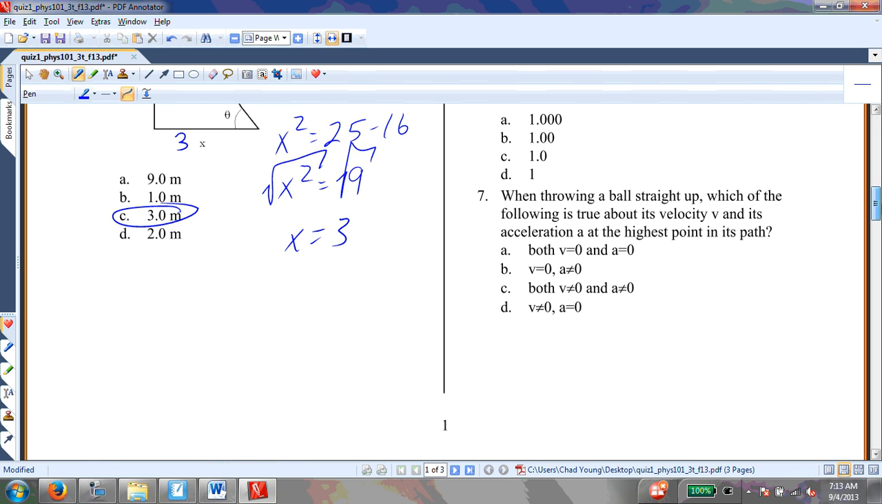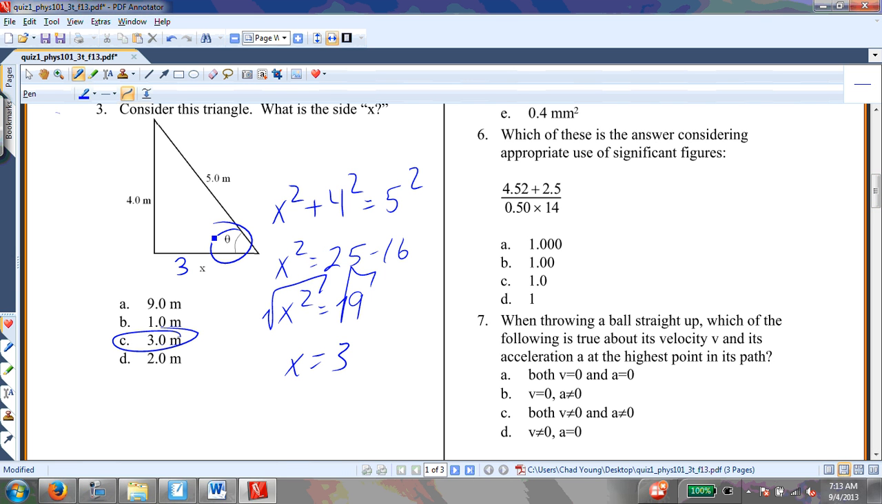Consider the triangle. What is the angle theta? So now what is this angle theta? Well, now I know 3, 4, and 5. I can do any one of these. I can say the tan of theta, any one of the trig functions, equals opposite over adjacent. That's 4 over 3. And so theta is the inverse tan of 4 over 3, which is 53 degrees. So the answer for this one should be 53 degrees.